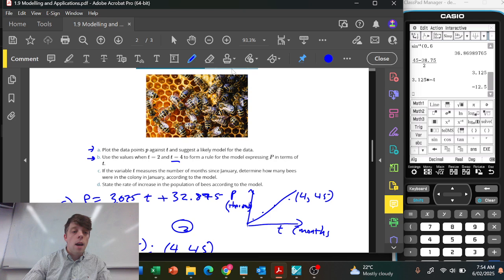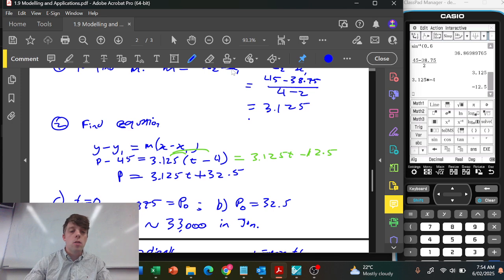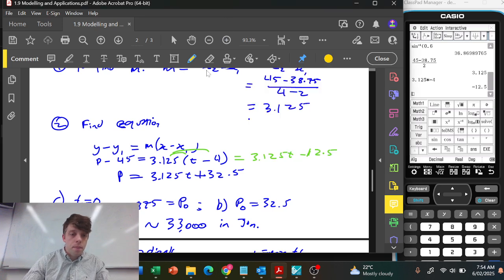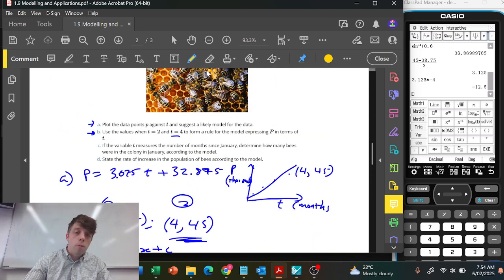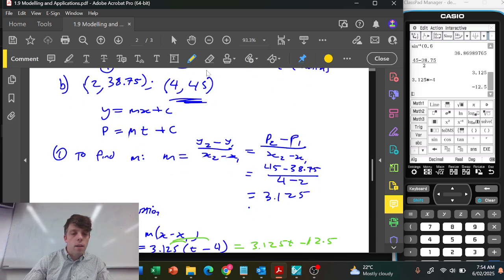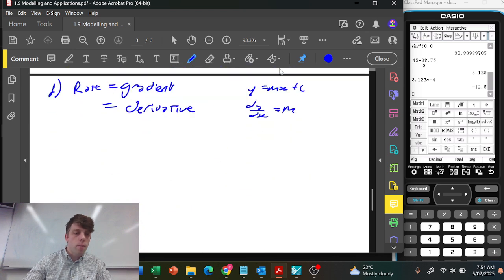So if we look at this, we need to state the rate of increase in the population of the bees according to the model. Again, it depends on which model that we use. If we're using model A, it's going to be the number multiplied by t, so that is 3.075. Or if we're using model B, it will be 3.125. In either case, it's around 3.1, isn't it? So let's just say roughly 3.1.